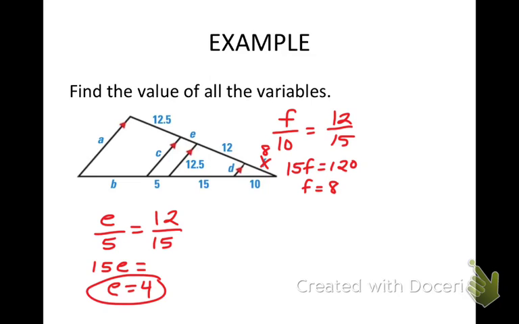So E is equal to 4. So I'm going to cross off E and make that a 4, because maybe I might need to use that later on down the road.